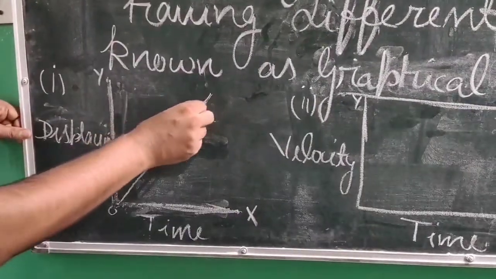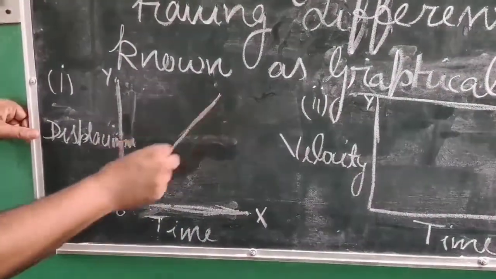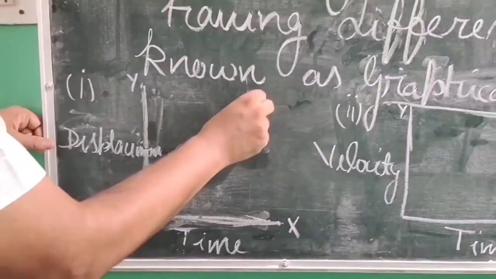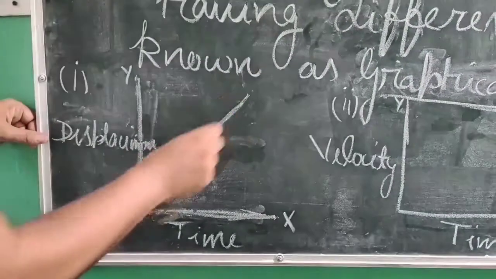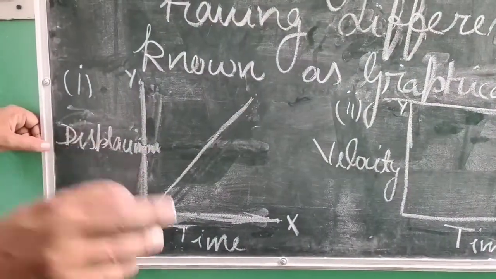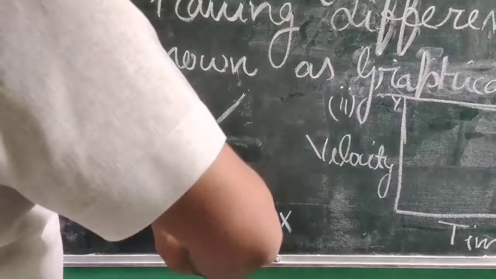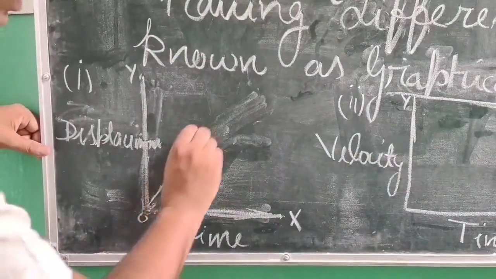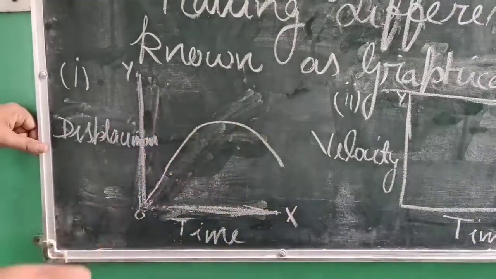So if the object has uniform velocity or uniform speed, then this type of graph we will get. And if the object is not doing the motion uniformly, then this type of parabola or curved graph we will get.